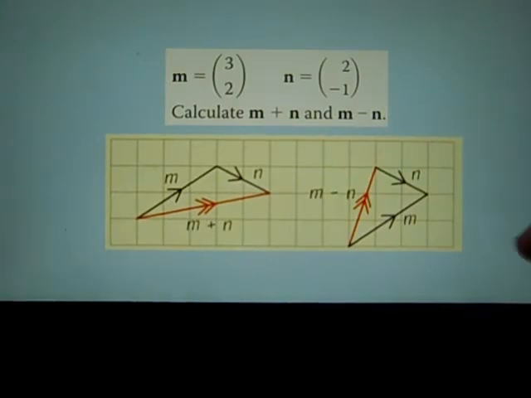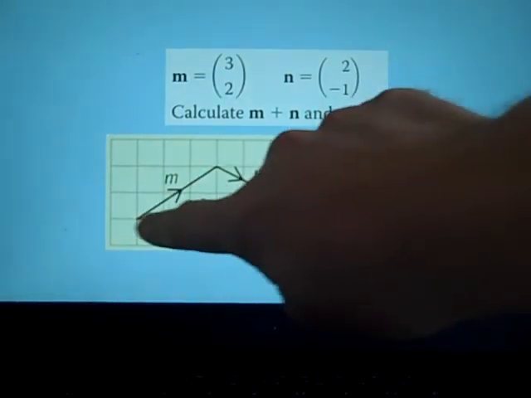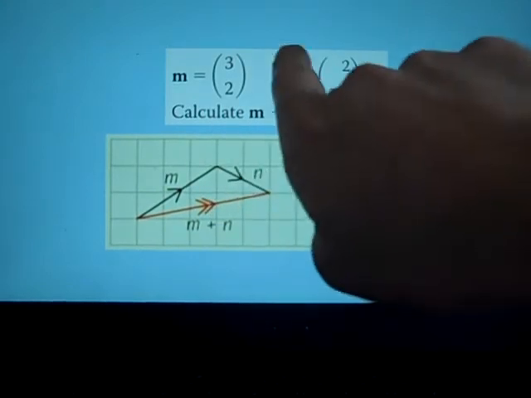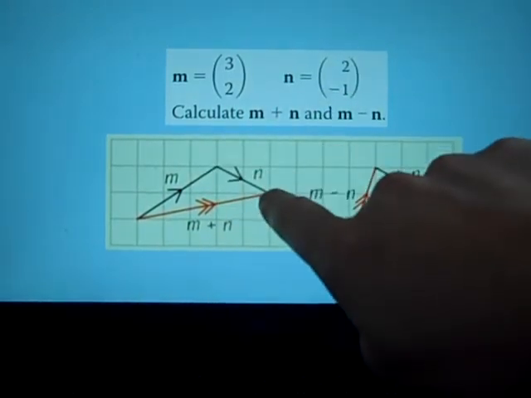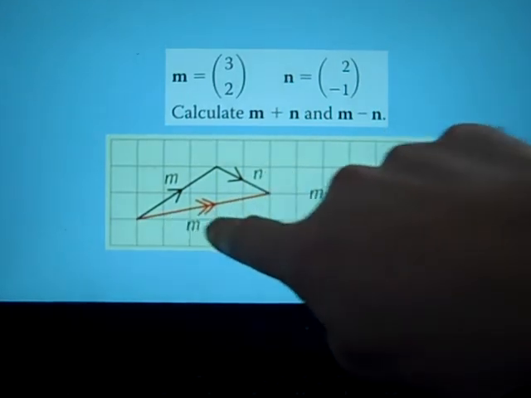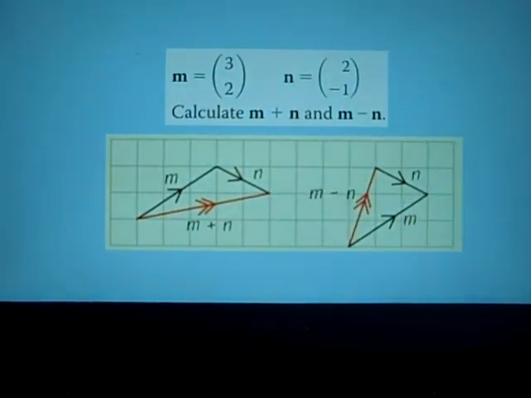So next one is drawing pictures. It's the same scenario. We're doing m add n. There's the vector m, 3, 2. Adding n follows on, going exactly the same direction as that. So 2, negative 1, giving us m add n in total, which is the same 5, 1, which we worked out before.